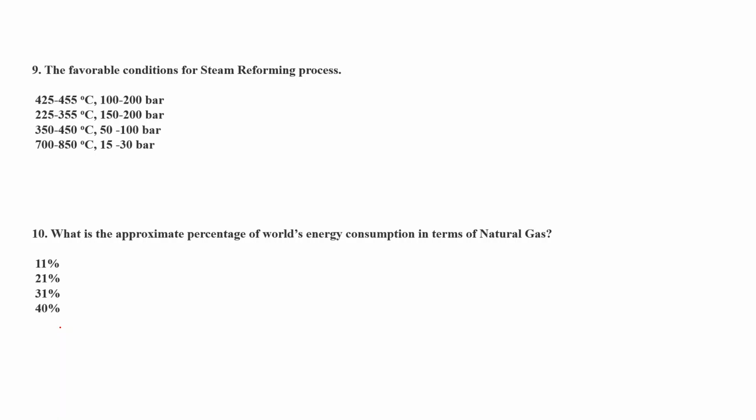The ninth question is the favorable condition for steam reforming process. Steam reforming process takes place in the temperature range of 700 to 850 degrees C, as I have told, and the pressure of 15 to 30. What is the approximate percentage of world's energy consumption in terms of natural gas? The answer is 21%. 21% of world energy consumption comes from natural gas.